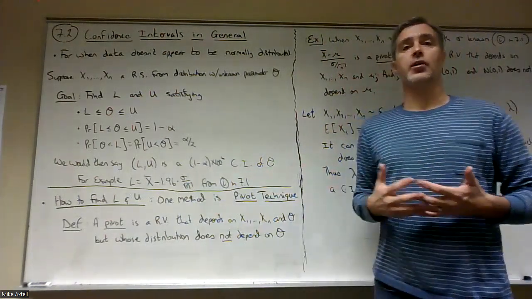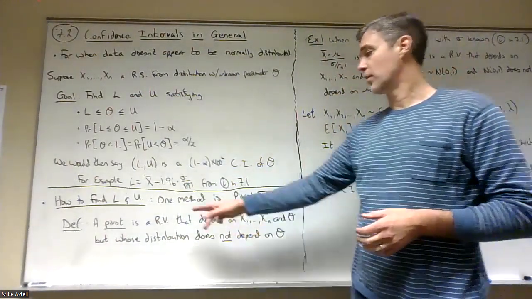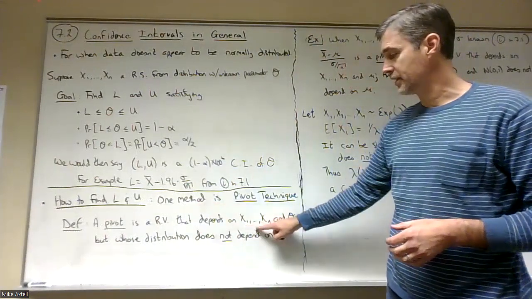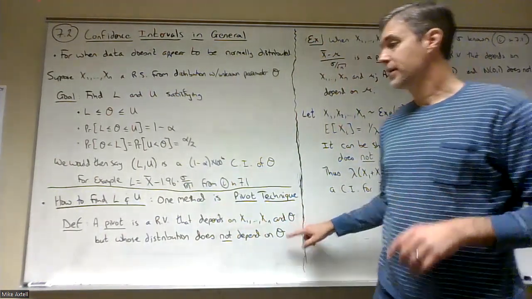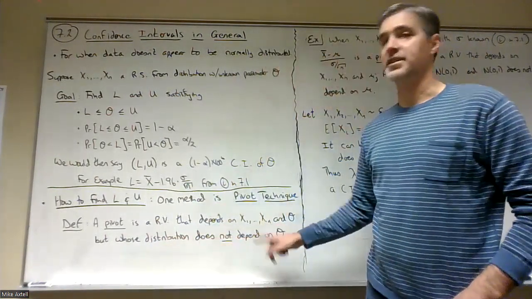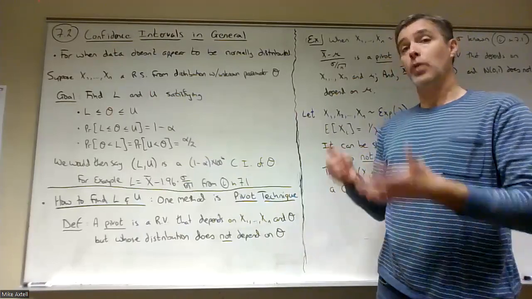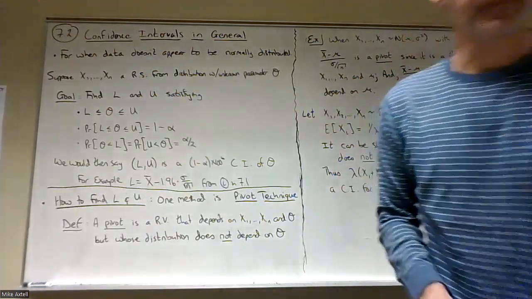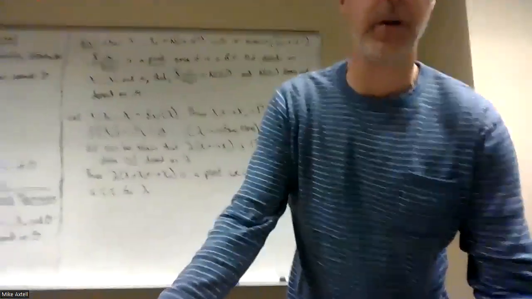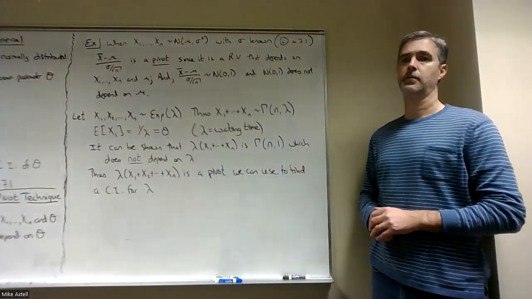So the way we're going to find our L and our U in general is to use something called a pivot. Now, a pivot is a random variable. It depends on the data and the unknown parameter. Okay. But the distribution of the pivot does not depend on that unknown parameter. All right, I will illustrate because it's maybe slightly not clear why that would be of use. By the way, there are 4 panels to this video. All right, so pause, copy, play.